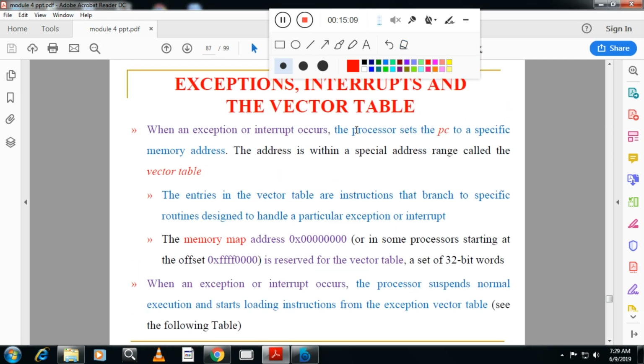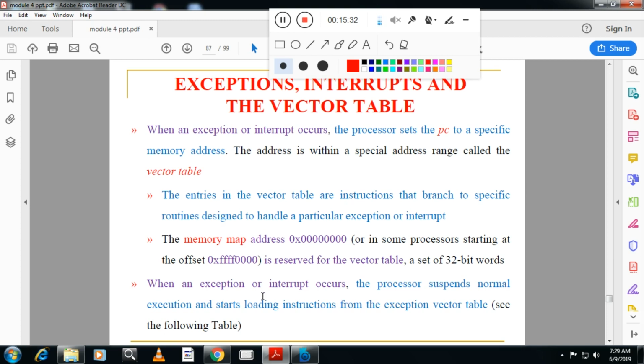So the next topic is exceptions, interrupts, and the vector table. We know what a vector table is. The address of a particular ISR routine is stored in the interrupt vector table. The entries in the vector table are instructions that branch to the specific routine. The memory map for the vector table is shown here.